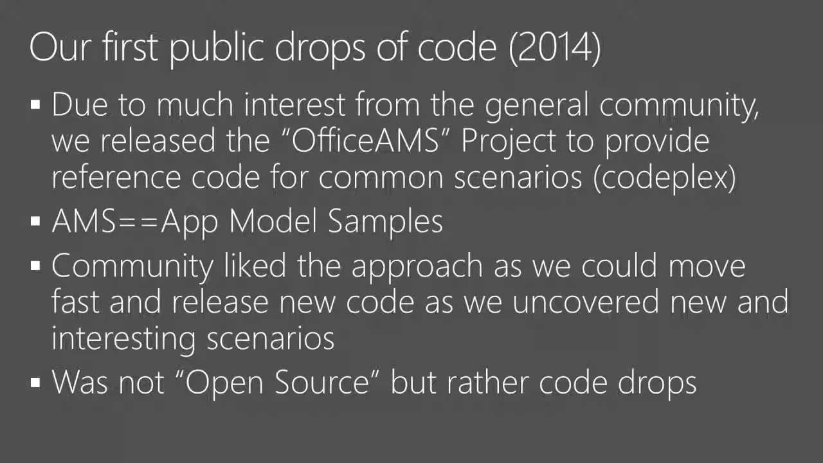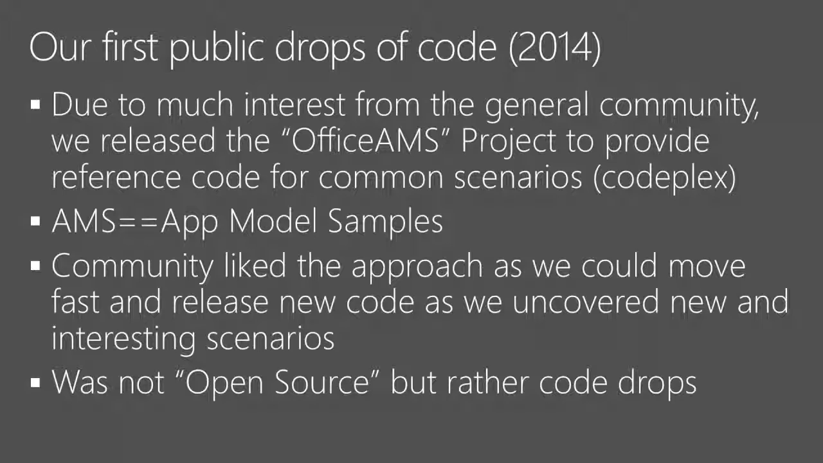We actually dropped all of our code out there on CodePlex. This is before the Office org decided to use GitHub. AMS means app model samples. The community really liked the approach because we could just add stuff to it really quickly. They would come up with new and novel scenarios. We would add a code sample into it. We would ship it back out there. It was not open source. It was really just code drops, right?